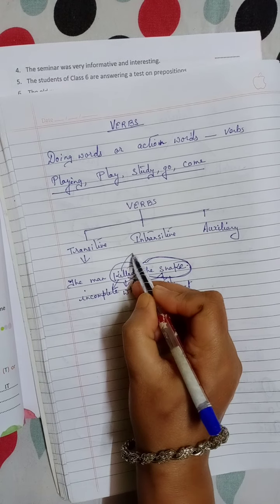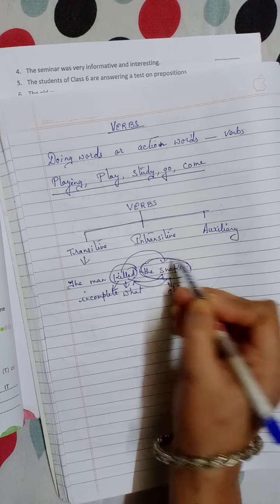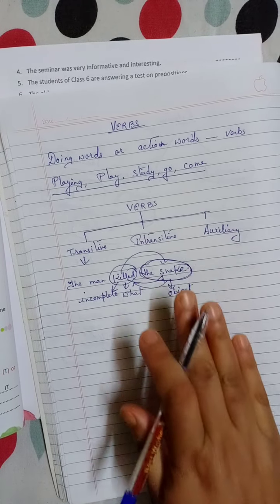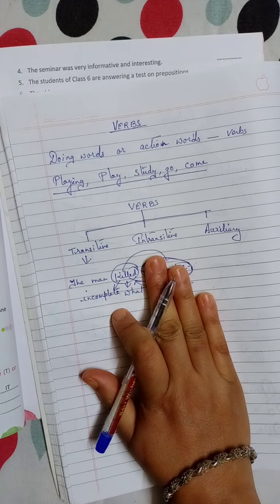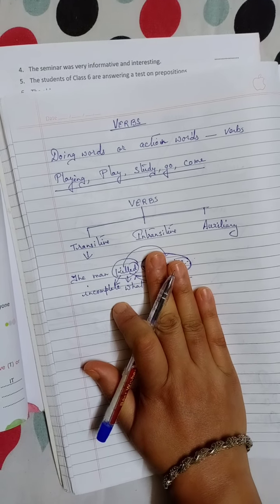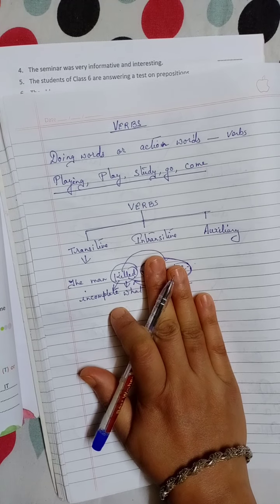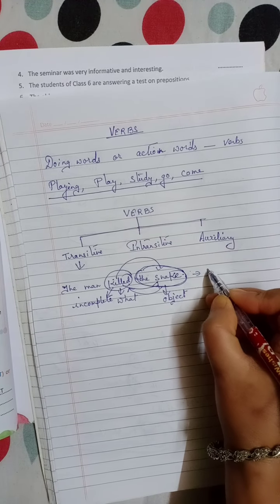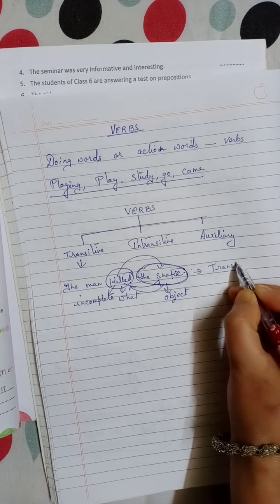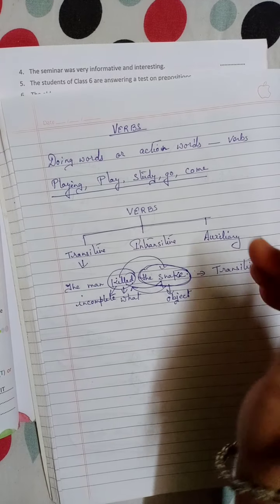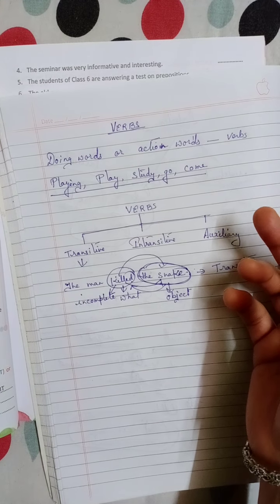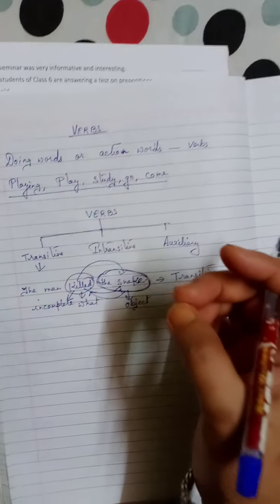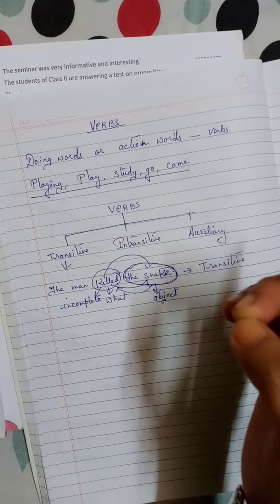So the snake is becoming the object to the verb killed. The verb is actually transferring its action to the object. Or if I say in another way, if I hide this, killed is not a complete verb or not giving a complete sense. So it needs an object to complete its sense. So this type of verb, we call it to be transitive verb. So the verb that passes on its action to its object or is not complete and needs an object to complete its sense, we call it to be transitive verb.